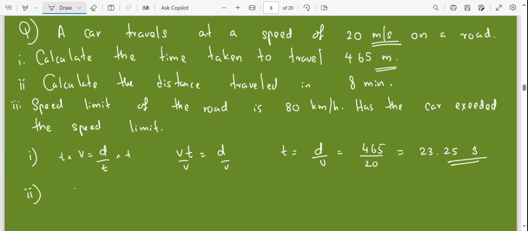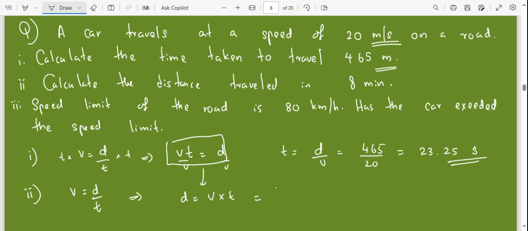Second one, again speed equals distance over time. In this case, you are given the time and you have to find the distance. So again, multiplying this equation by time, we get distance equals speed into time. Same equation as in the previous step. Now we are trying to find the distance.